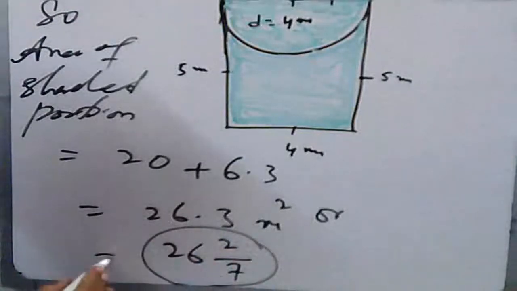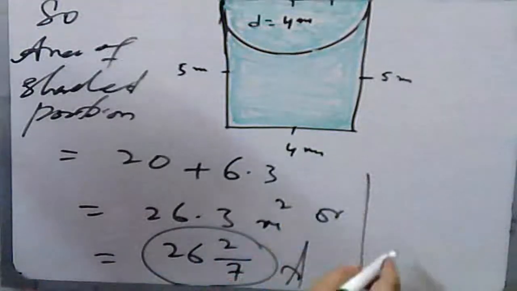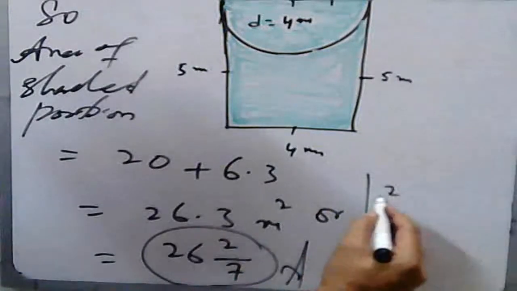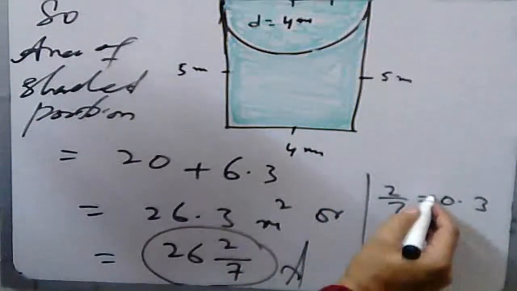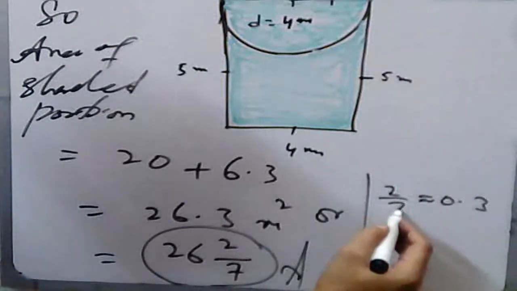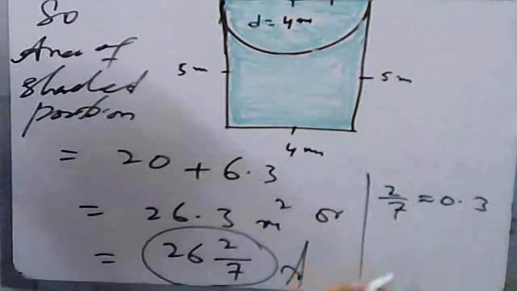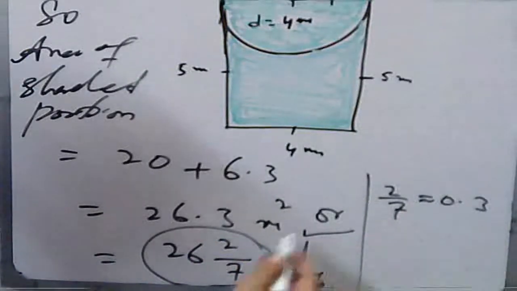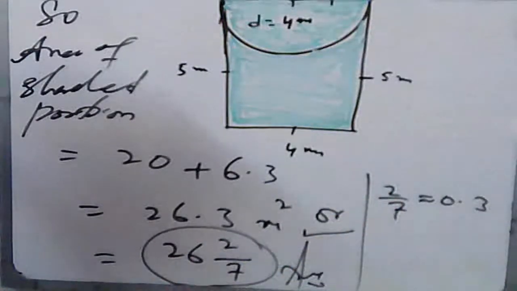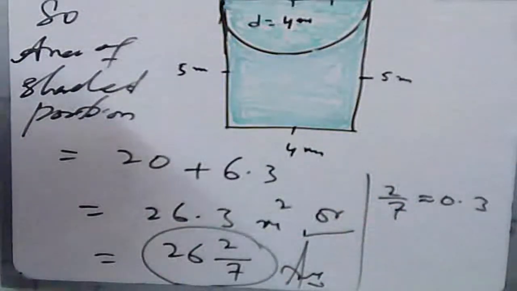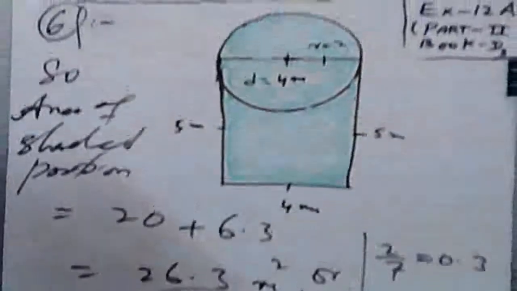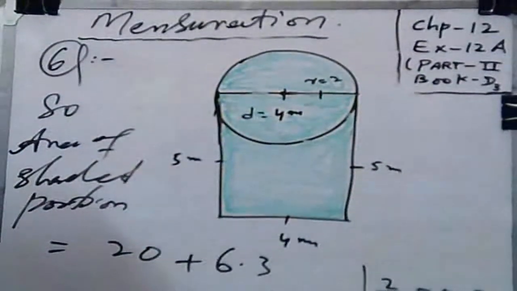Because what does that mean? 2 by 7 means approximately 0.3, so that's why we can use 2 by 7 instead of 0.3. This one is also a correct answer, and that one is also a correct answer, but in your textbook such types of answers are given, so that's why I am trying to clear the concept. So coming to the B part of the same question, that is your last part.